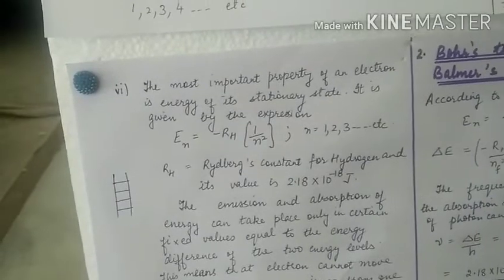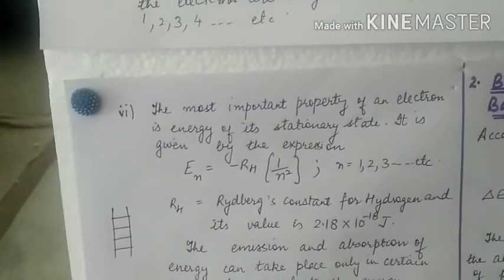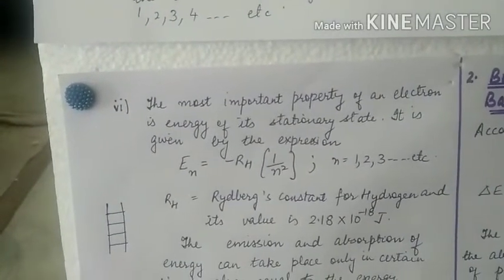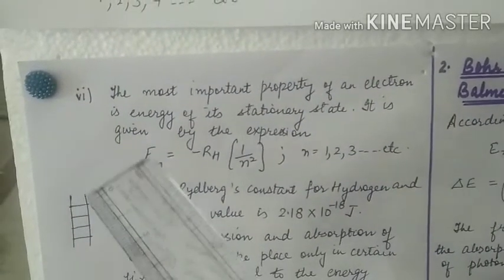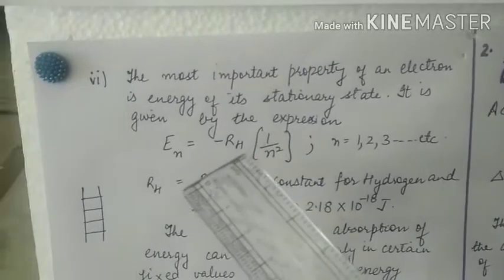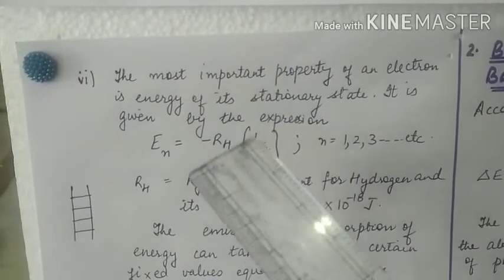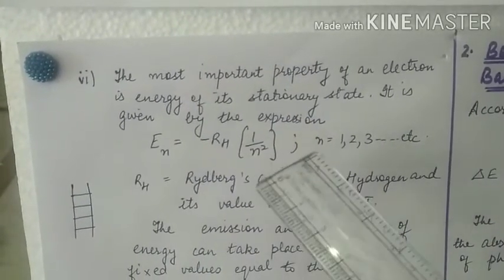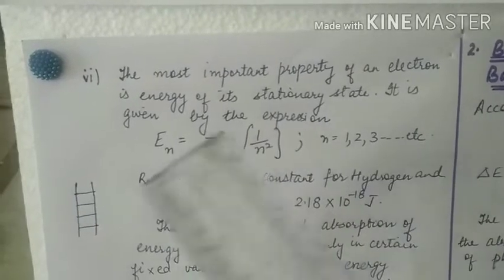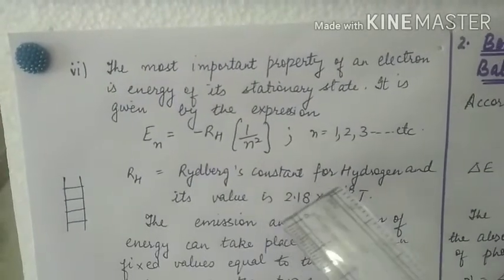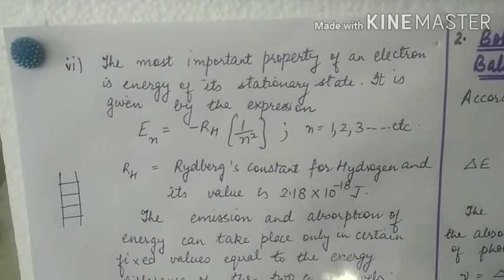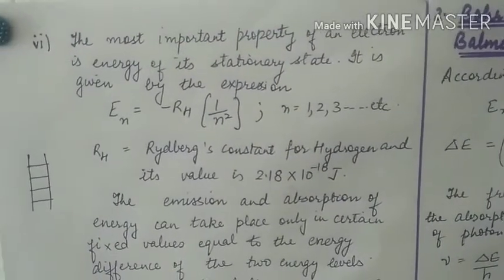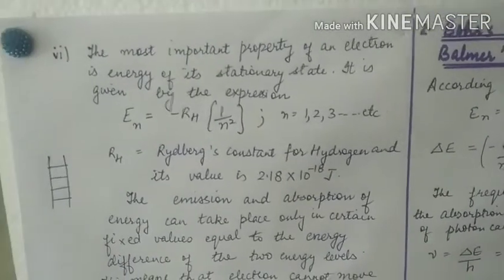Then the next postulate: the most important property of an electron is the energy of its stationary state. It is given by the expression: energy of the electron in the nth orbit is minus RH into 1 by n square. n is integer 1, 2, 3, and RH is Rydberg's constant for hydrogen, and its value is 2.18 into 10 raised to power minus 18 joules.